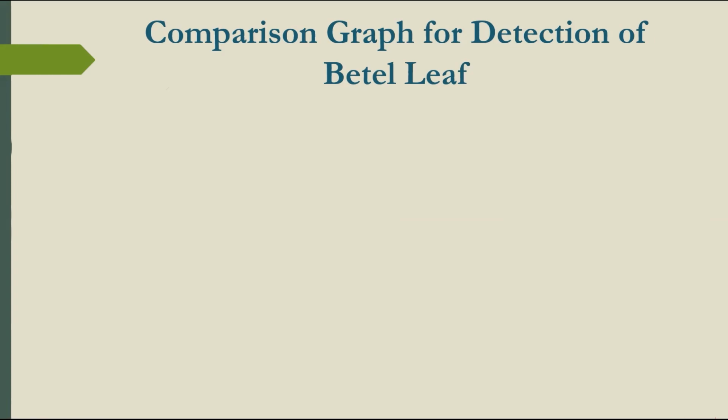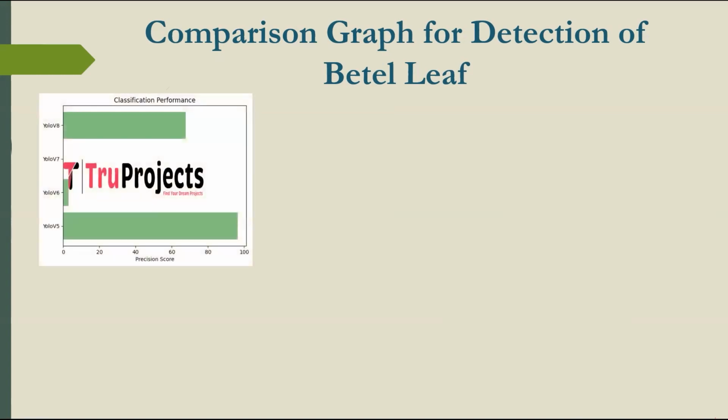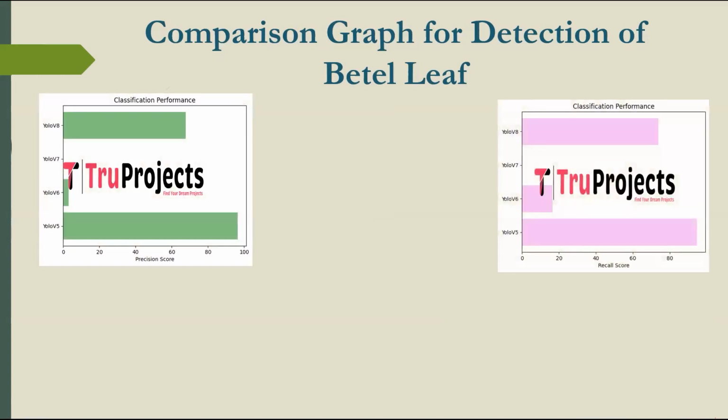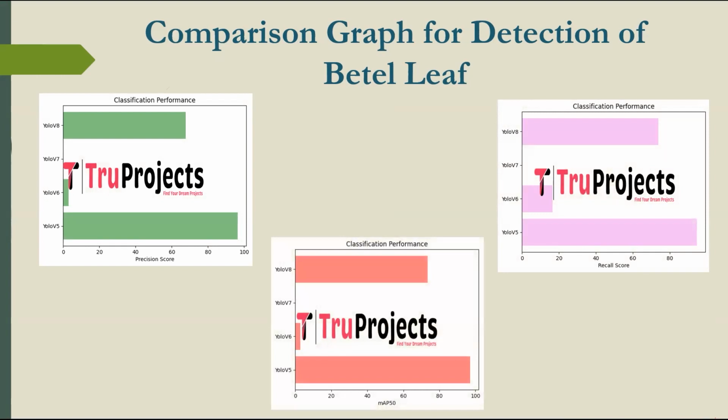Object detection involves identifying and locating multiple objects within an image or video, providing both categorization and spatial information. It goes beyond classification by outlining the position of objects within bounding boxes, commonly used in applications like image-based security systems or autonomous vehicles. So here we have precision score comparison graph. This is recall score comparison graph and this is mAP score.